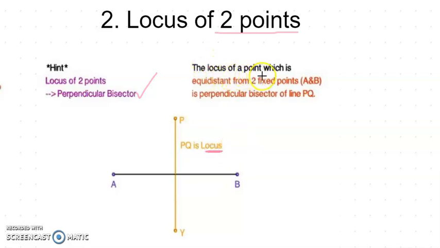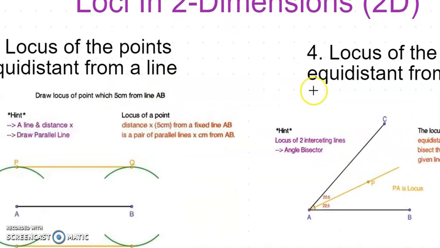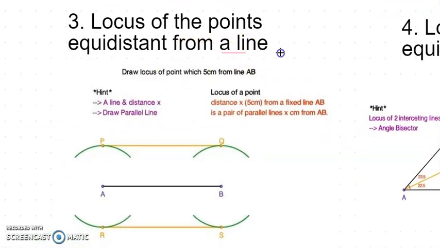Alright, so the locus of a point which is equidistant, remember equidistant, from 2 fixed points, in this case the 2 fixed points A and B, is the perpendicular bisector of line AB. So that is the locus of 2 points. For the locus of 1 point, we need to draw a full circle. For the locus of 2 points, we need to construct a perpendicular bisector. So the third type that we are going to learn is the locus of the points equidistant from a line. Yes, now it's about a line.